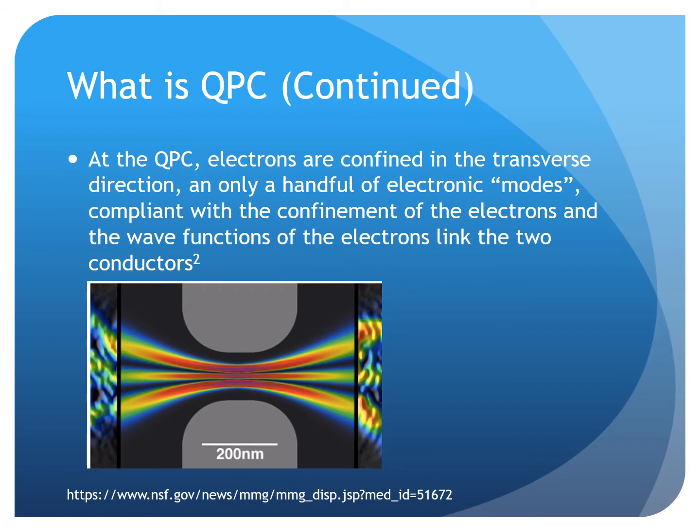So anyways, zooming in a little bit towards that constriction that I was talking about earlier, we can see that at the QPC, electrons are confined in the transverse direction, and only a handful of electronic nodes compliant with the confinement of the electrons and the wave functions of the electrons link the two conductors. So if you have a conductor on the left and a conductor on the right, the wavelength of the electron has to satisfy one of the nodes allowed in the confinement region in order for the electron to pass and for it to be conductive.